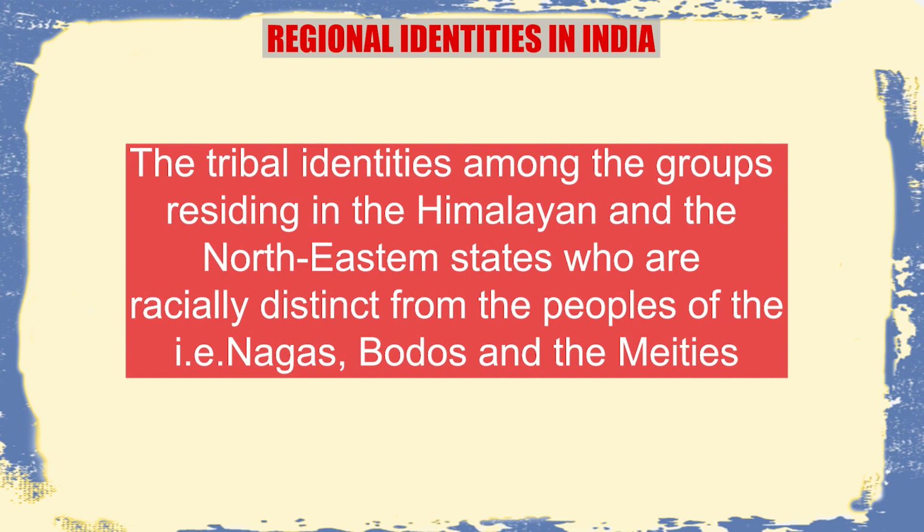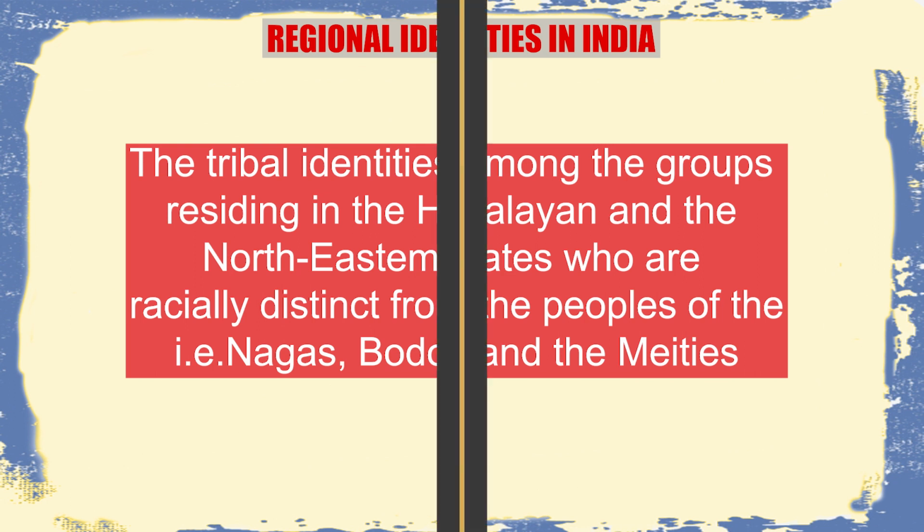Next, we have the tribal identities among the groups residing specifically in the Himalayan area and the Northeast states who are racially different from others. Say the Nagas, the Bodos, the Metis. So, these are the 4 distinct types of regional identities based on a territory.